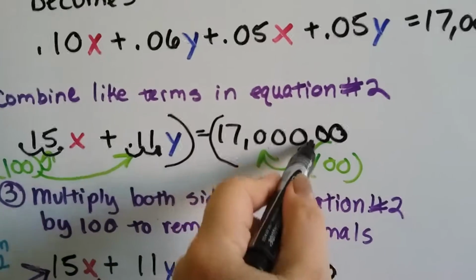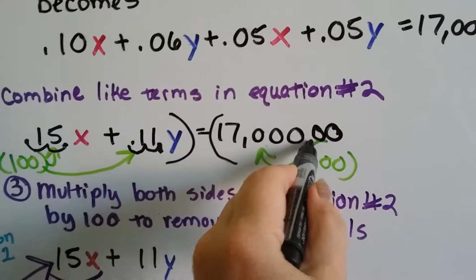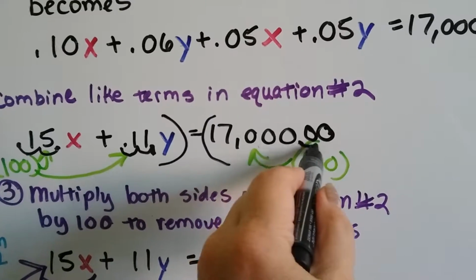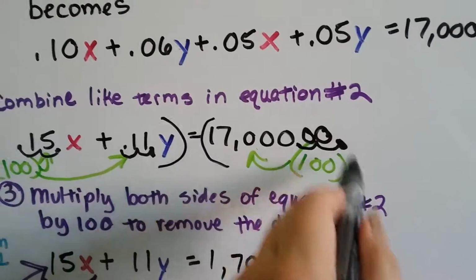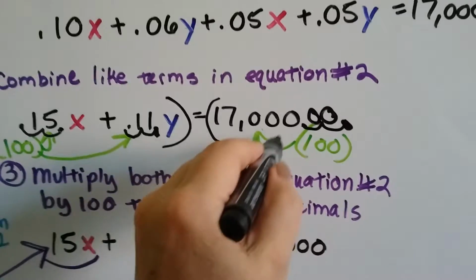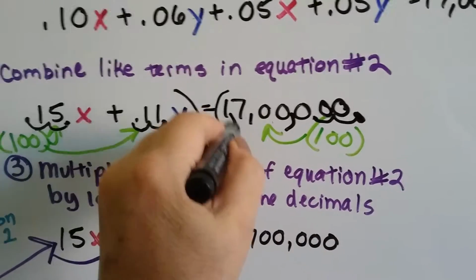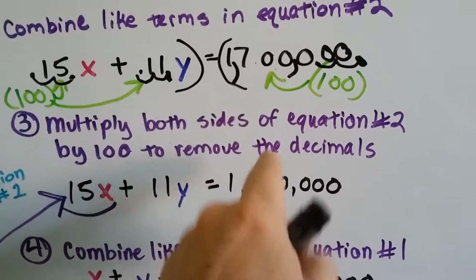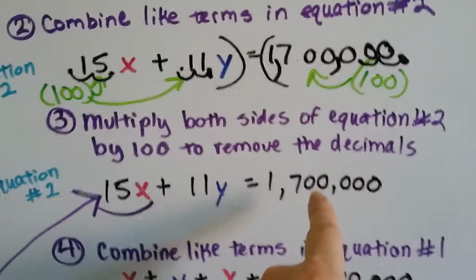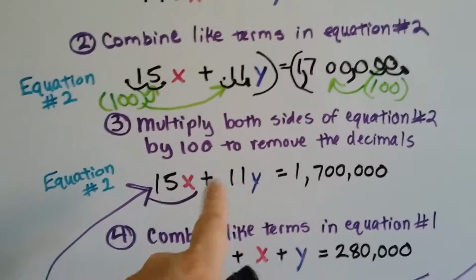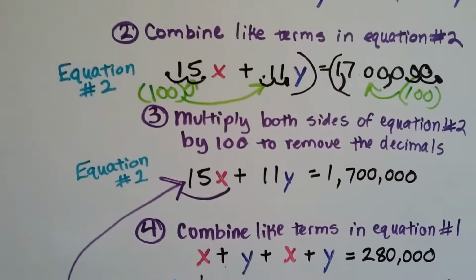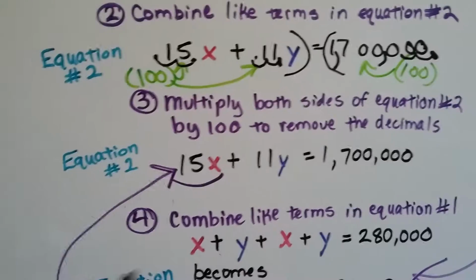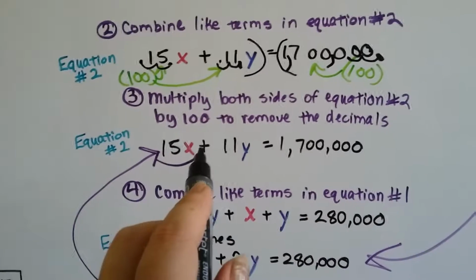See? It did have a decimal point here. So by adding this 0 and this 0, we're able to move the decimal point back here. But what happens to the number? It becomes 1,700,000. See? It's now 1,700,000, and this is now 15x, and that's 11y. And now we don't have any decimal points. All right, so we're finished working with equation 2.